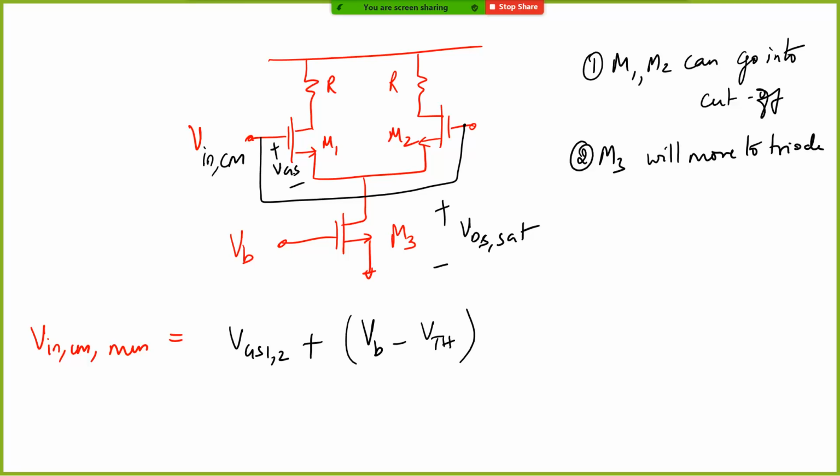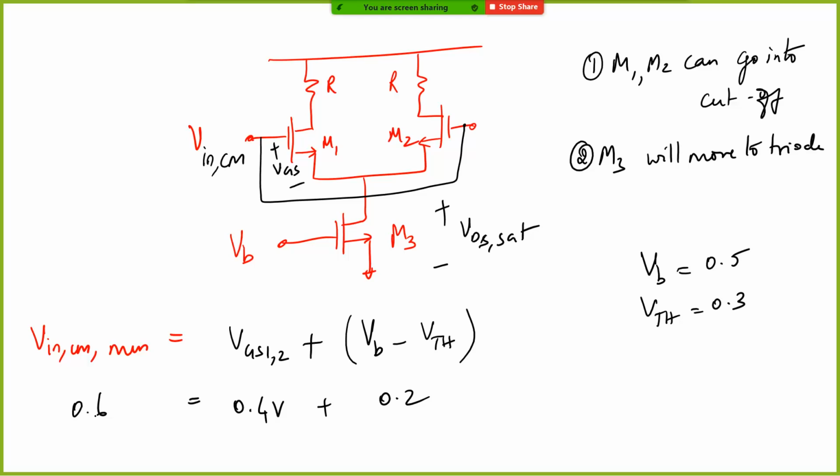Suppose for this transistor M1, you do a design and find out that for a certain W by L ratio, you have to have 0.4 volt as VGS, and let's say VB is also given as 0.5 and VTH is 0.3. So basically you need 0.2 for the mirror, which means your minimum input common mode should be 0.6.